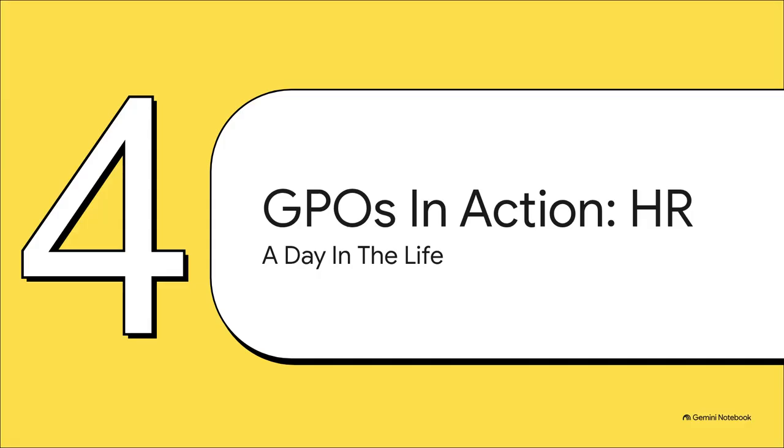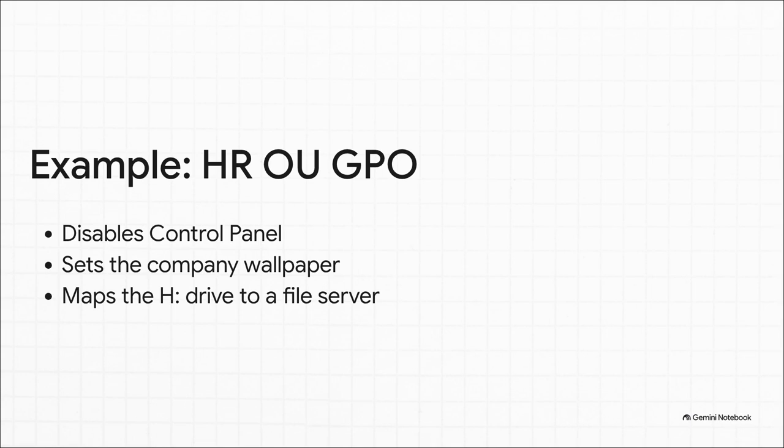Part 4. GPOs in action. Let's look at a day in the life with an HR department. Let's say your company has an organizational unit specifically for human resources. You, being the clever administrator that you are, create a targeted GPO linked just to that HR OU. And you set 3 distinct rules. First, you disable access to the control panel so they can't accidentally break system settings. Second, you enforce that standard corporate wallpaper we joked about earlier. And third, you automatically map their H drive straight to the secure HR file server.